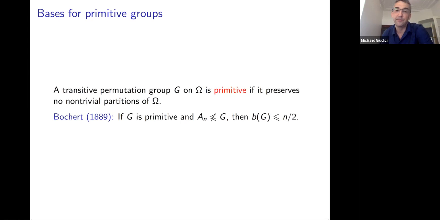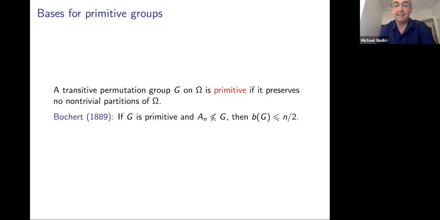And then there's this classic result by Bochert in 1889, which says that if G is primitive on n points, and An is not inside G, then there's a base of size at most n over 2.